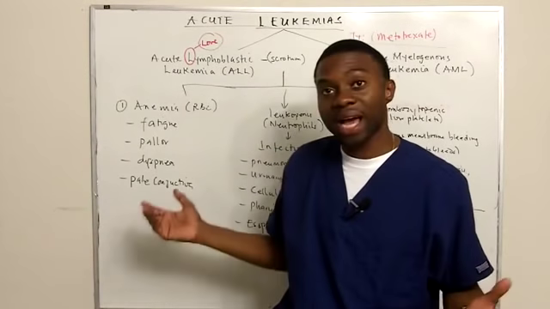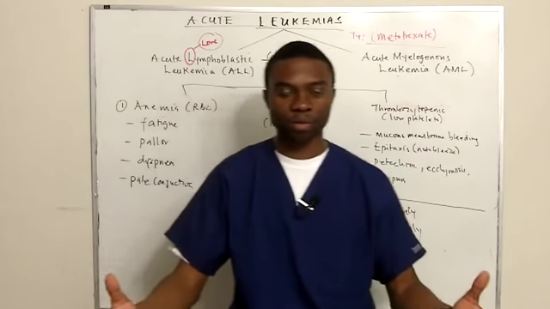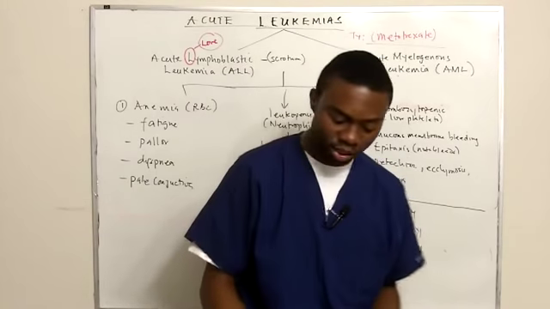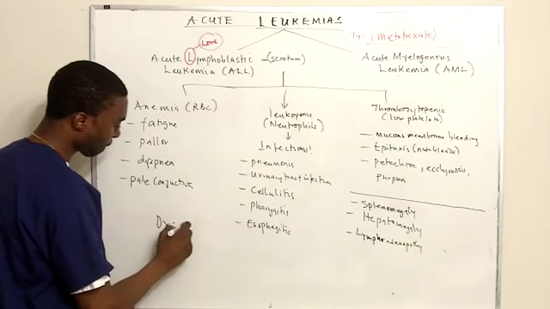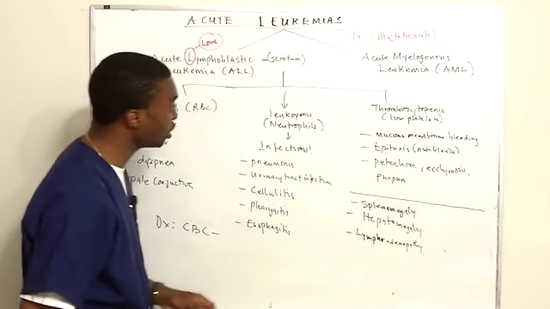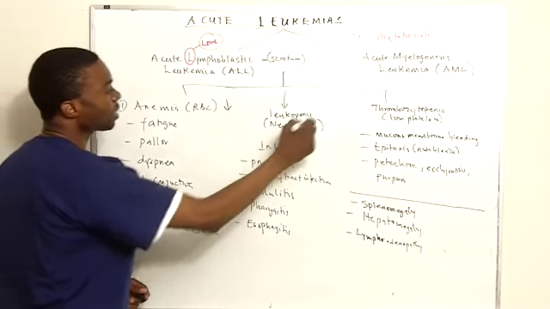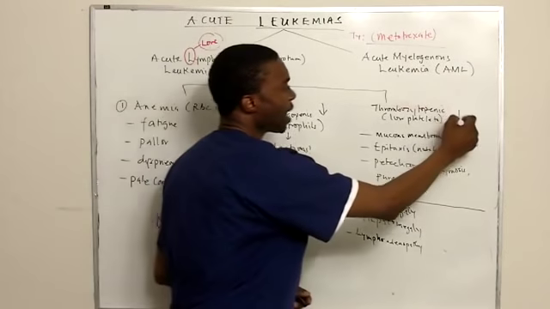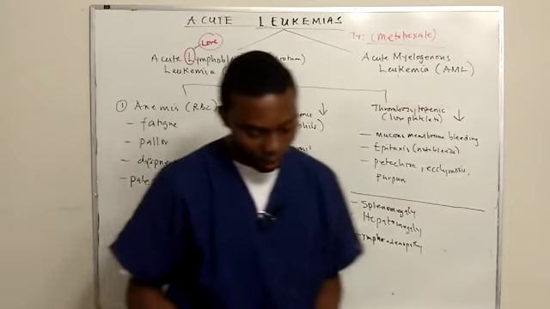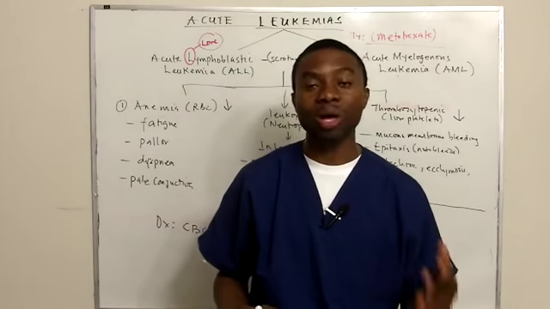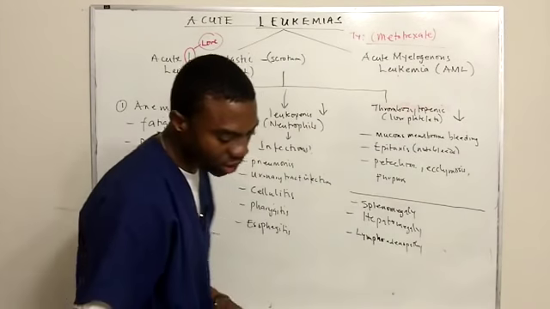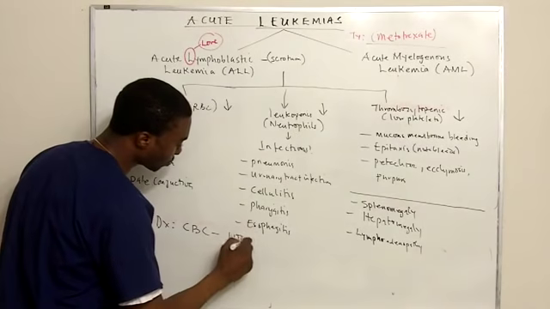So how are we going to make the diagnosis of this disease? It's very straightforward, right? We order a CBC. You want to check a complete blood count. You get a CBC, and when you do a CBC, you see they're anemic, they're leukopenic, and they're thrombocytopenic. And usually the white blood cell count is between 1,000 to 100,000 per cubic millimeter.